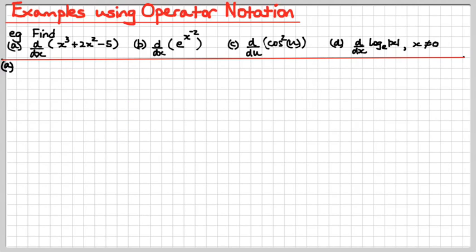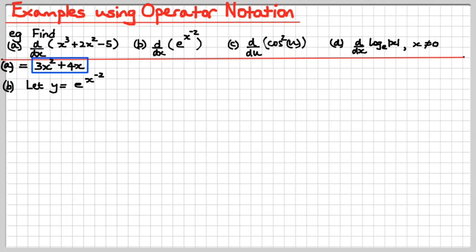Very good. Now we're going to do some examples using operator notation. This is very easy. The derivative of this, which is a piece of cake, the derivative of that, which looks pretty nasty, the derivative of that, which also doesn't look too good, and the derivative of this, which looks positively mind-boggling. We will sort them all out for you. Now, first one, that's so easy. The derivative of x cubed plus 2x squared minus 5 is just 3x squared plus 4x.